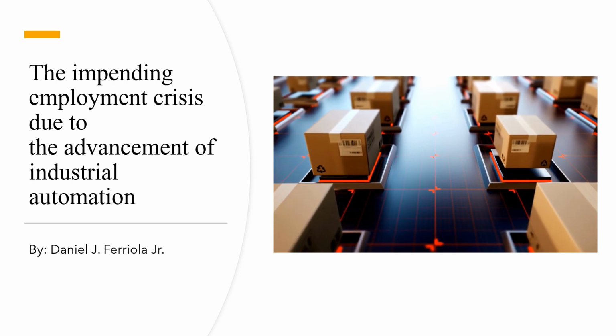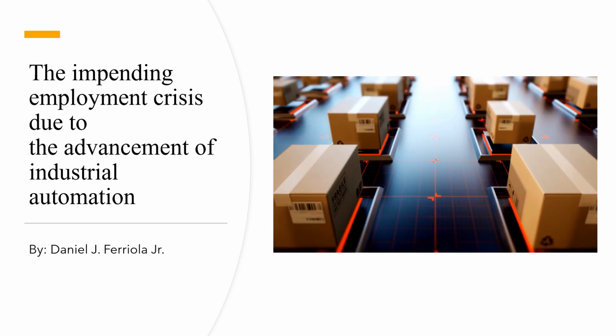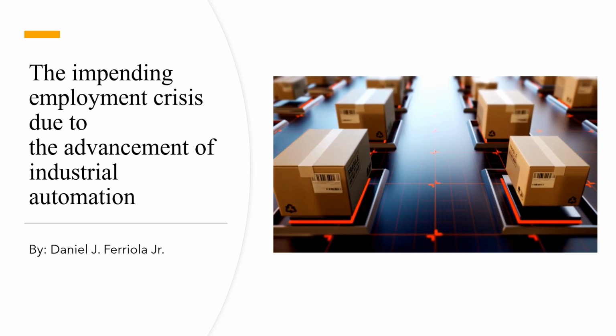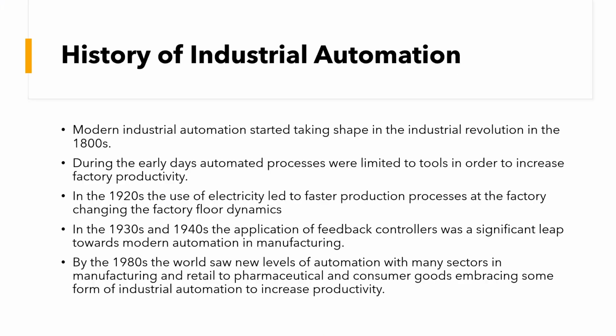So my topic for the presentation is the impending employment crisis due to the advancement of industrial automation. So what is industrial automation? Industrial automation is the use of control systems, such as computers or robots, and information technology in industry to replace human beings.